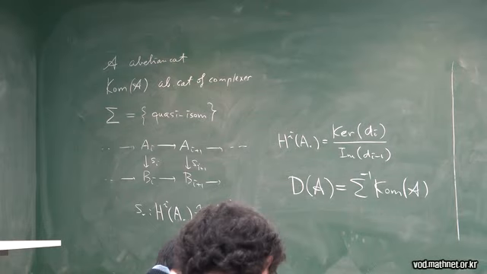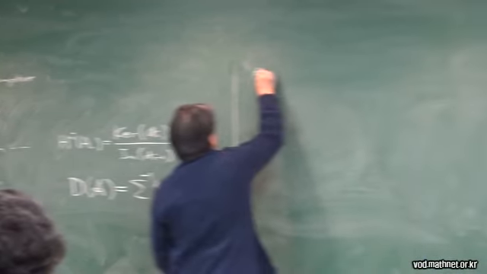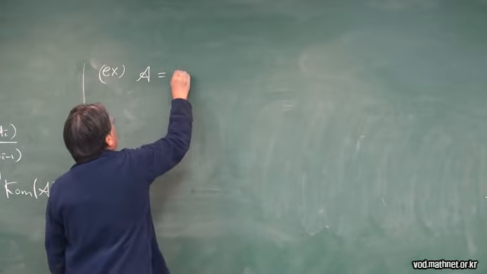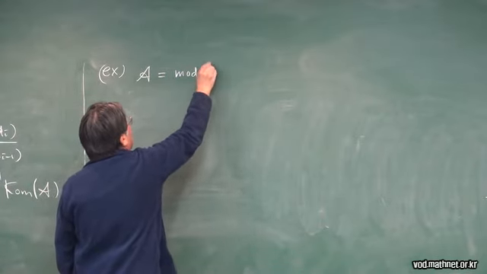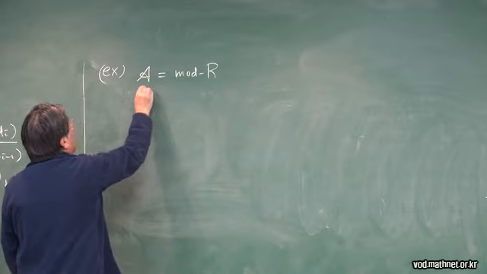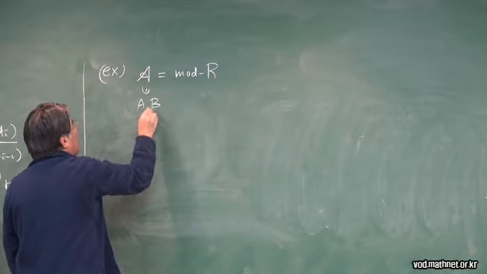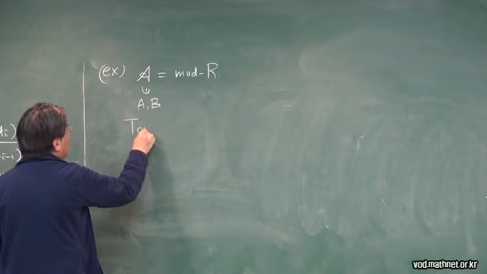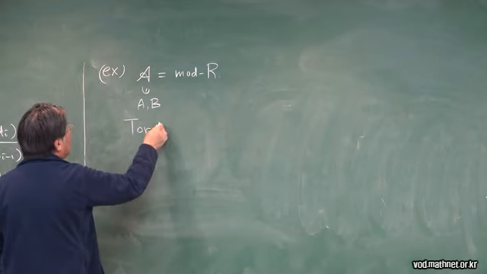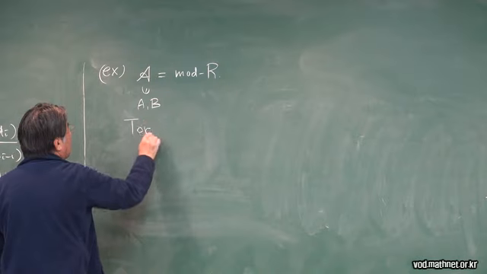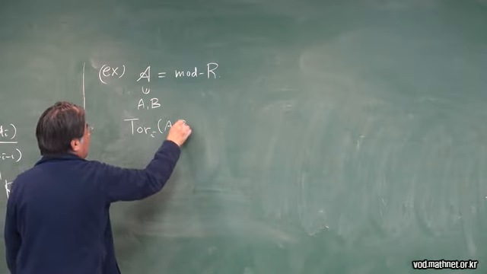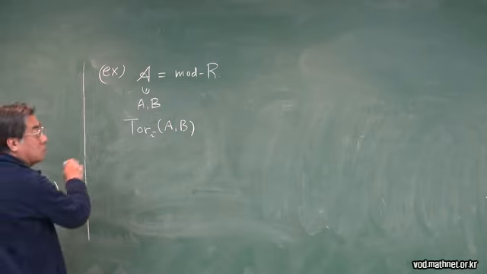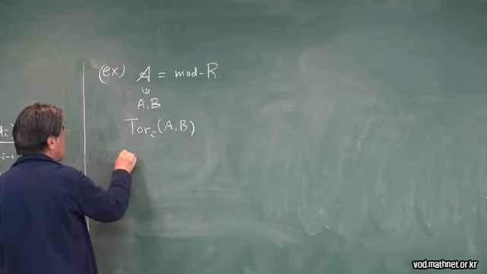So I give you just one example. Let A be a category of R modules, and take two modules, then you can take the Tor product. You can calculate Tor by taking a projective resolution.